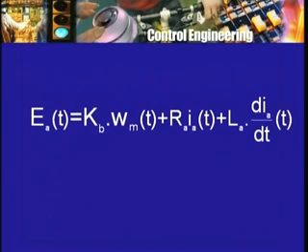The applied voltage Ea at time t equals the back EMF, which I will write as Kb into omega m at time t, plus Ra into Ia at time t, the armature drop, plus one more term which can be thought of as some kind of a self-inductive effect of the armature, and therefore La dIa/dt. This will be the total electrical equation for the armature: applied voltage consisting of three terms, the back EMF, the armature drop, and the inductive effect because of changing armature current.